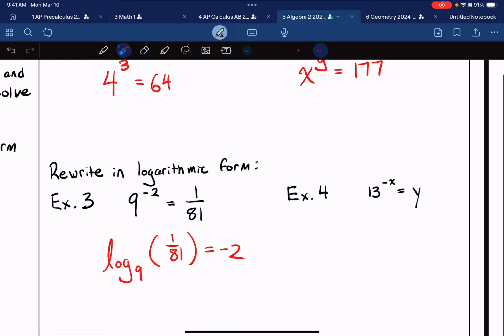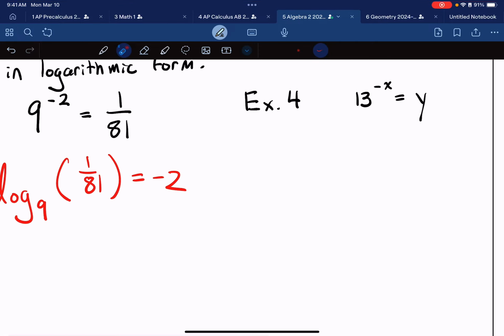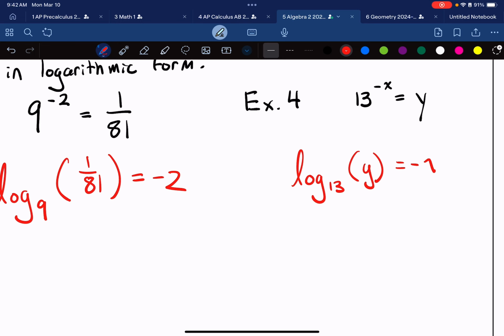In example 4, I'm going to do the same thing. I need it in log form. Let's write this in pen. It's going to be log base what? Base of the exponent, so it's going to be base 13. And then again, I switch my negative x and my y. So it's going to be log base 13 of my argument y is equal to my negative x.